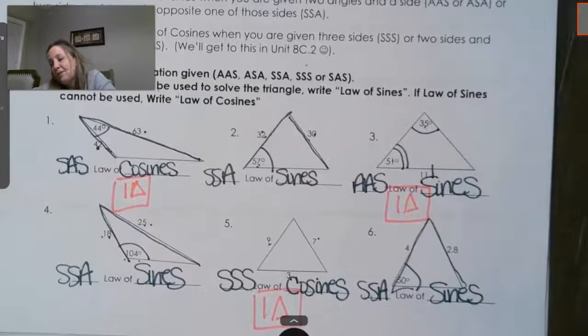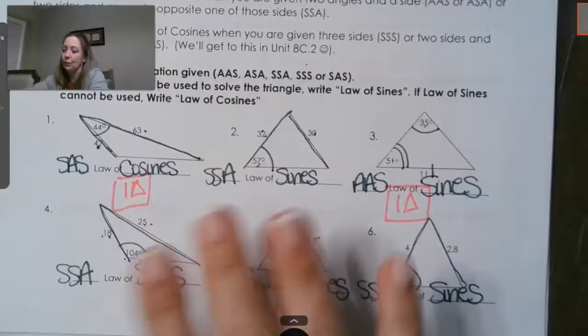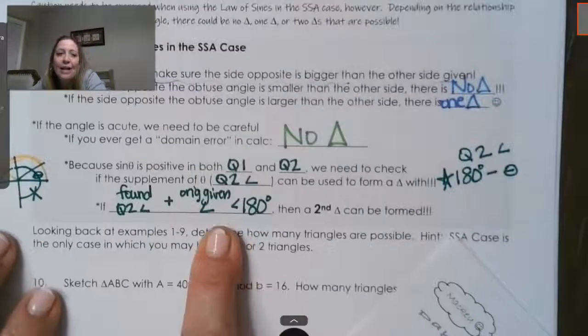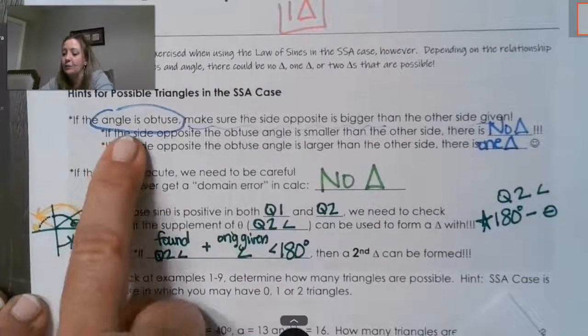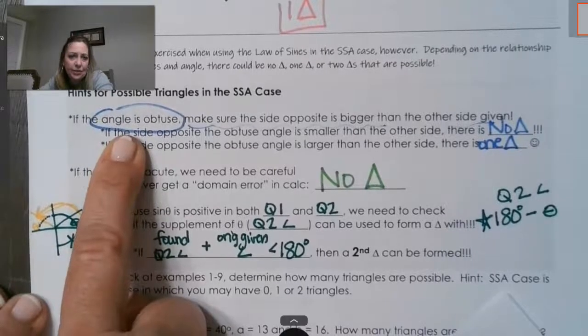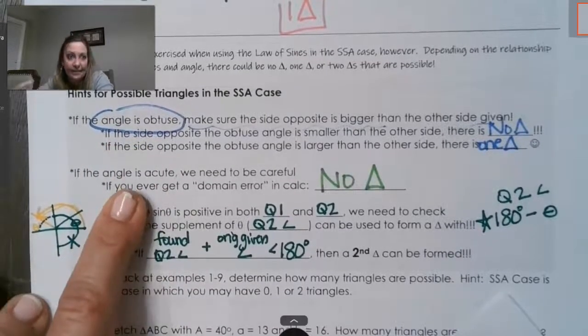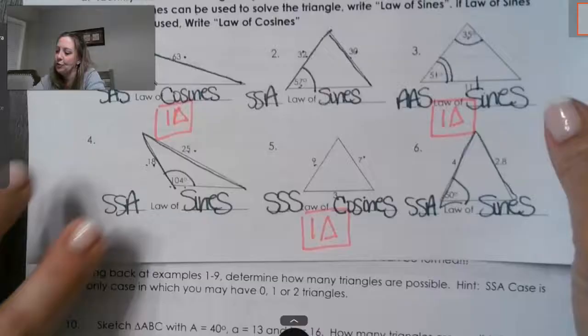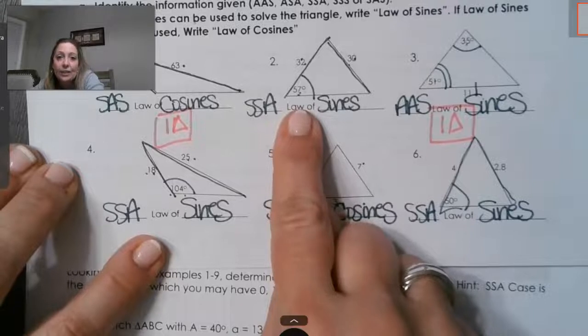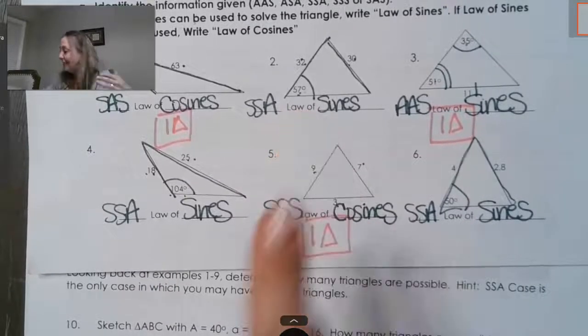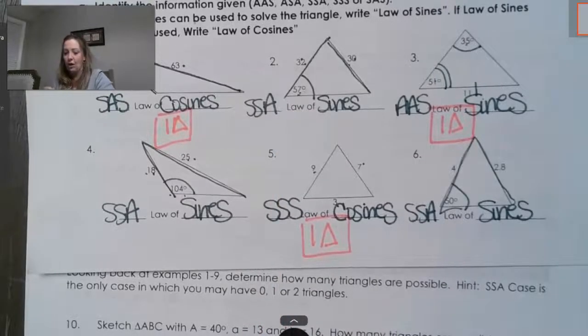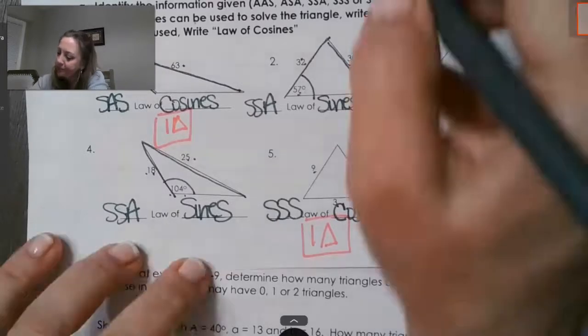Since this is an SSA triangle, let's think about these rules that we just discussed. Remember, if the angle's obtuse, we just need to make sense of the situation. If it's acute, let's set it up and go to town, okay? And what we see in example 2 is that the angle is acute. And since the angle is acute, that means that we should set up our work for the law of sines, okay? So let's set up that work.